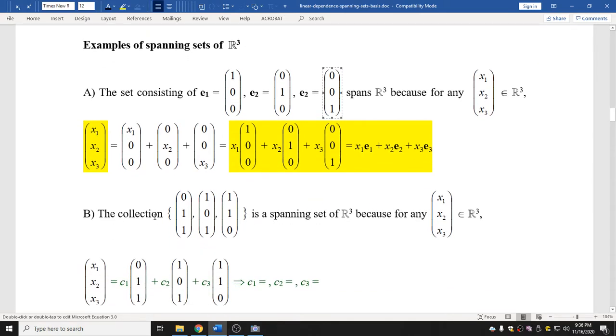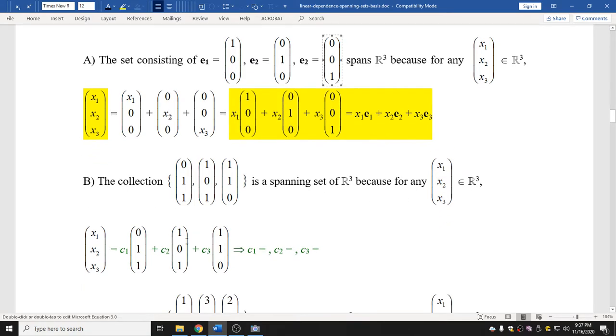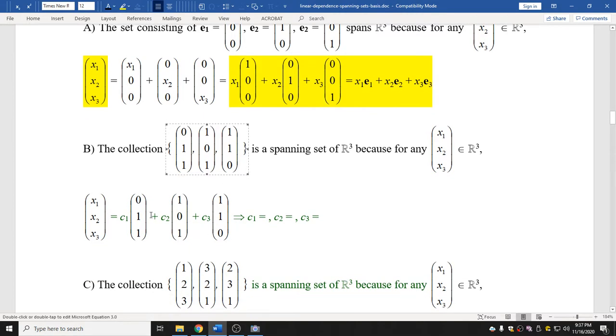Second example. The collection consisting of 0, 1, 1, 1, 0, 1, 1, 1, 0 is a spanning set of R3. If we're asked to establish that this is a spanning set of R3, what we want to show is the following. We select a generic element of R3 and we write it as a linear combination of our given elements. The goal is to find suitable values of the scalars. In other words, we want to solve for C1, C2, and C3. When we find solutions, then we have established our collection is a spanning set. So let's try this example here. I'm clearing the board, and then we will work out the problem on the board.